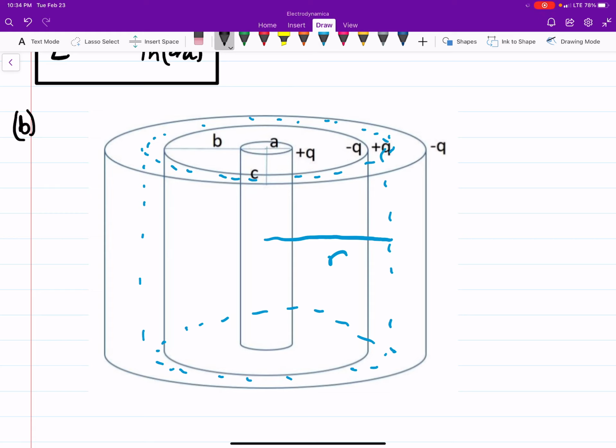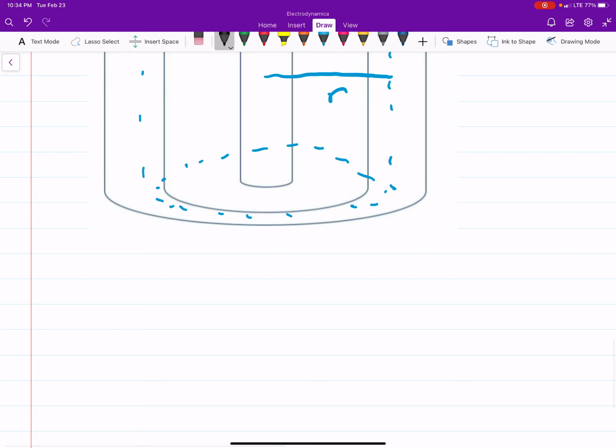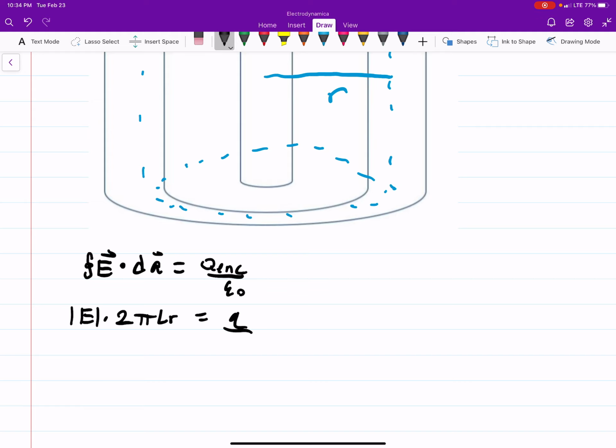Okay. So now if we think about what the charge enclosed is, we have a plus q, a minus q, and a plus q. So that will leave us with just a charge enclosed of q. So when we do our Gauss's law again, it's the exact same step. We need to find our E field over epsilon naught, and we get still E times 2 pi L R is equal to Q over epsilon naught.